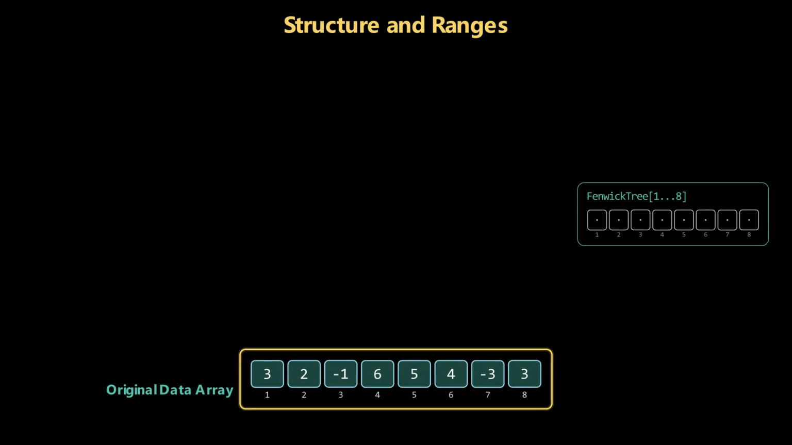A Fenwick tree looks like a standard array on the outside. We use a one-indexed array from index 1 to n. In a normal array, every slot is an island. Index 3 only knows about the value at index 3, and index 4 only knows about index 4. For fast range sums, those isolated slots would need to share information instead.